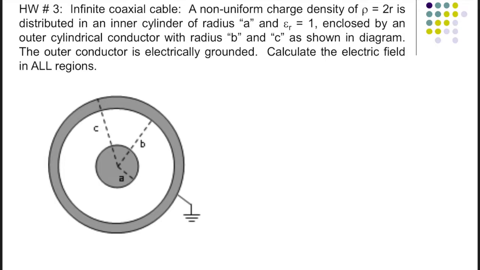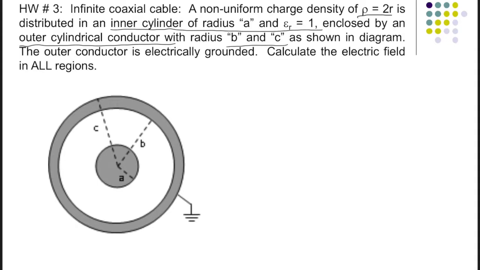In this video, we're going to attempt to calculate the electric field in all regions of an infinite coaxial cable using Gauss's law. Our coaxial cable has a non-uniform charge density of 2r, and we have an inner cylinder of radius a enclosed by an outer conductor, radius b to c.